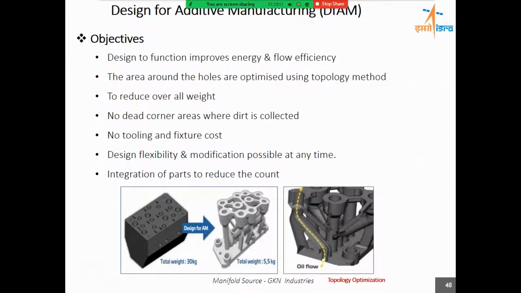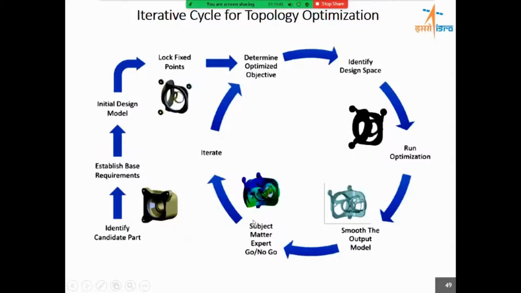So this is one particular area. I think there was one exclusive topic covered in this area, so I'll not dwell much into it. So the only thing is DFAM helps in reducing the overall weight, and also you can do computational fluid dynamic simulations and achieve optimum fluid path, and thereby reduce the weight of the final components by carrying out DFAM. So it is again like an iterative cycle when you are trying to do a topology optimization.